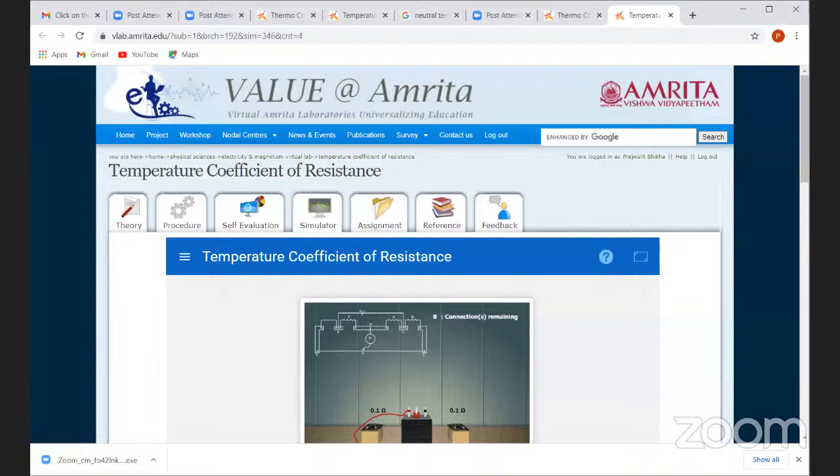That would be wonderful. Would you just share your Mozilla browser and show? Yes, ma'am, I have already opened it.